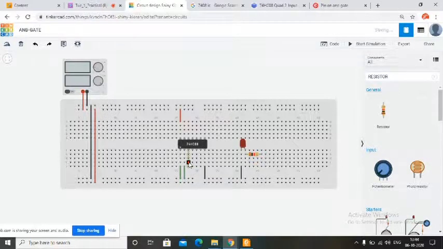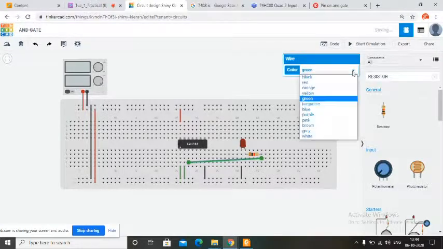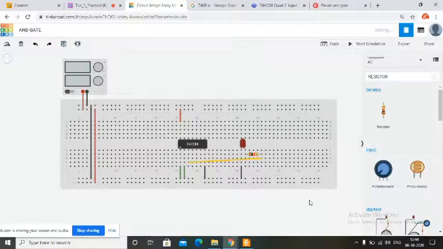Now how to connect the component? You will simply connect this dot with this terminal of the resistor. The resistor has two terminals. This is the output line, so let us change its color, let us make it yellow or any other color. So that's it. This is the entire circuit. Let us try to simulate it and see whether it works or not.